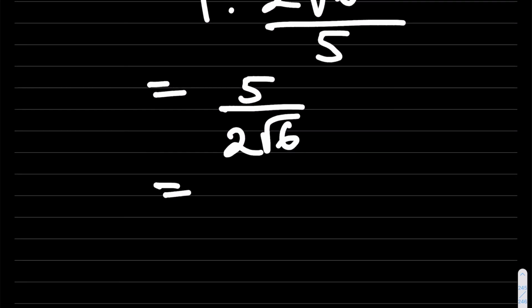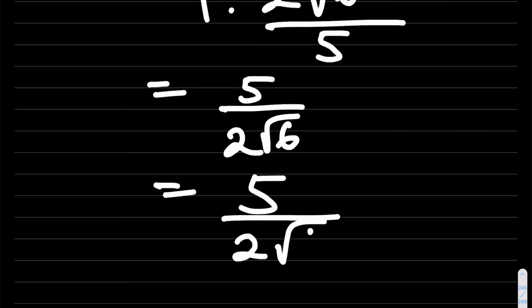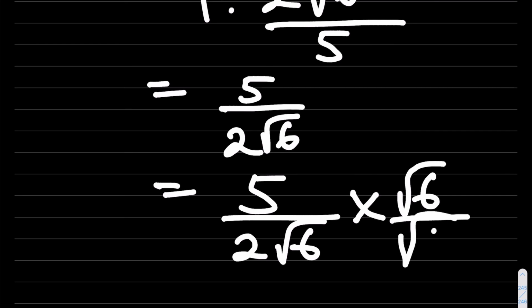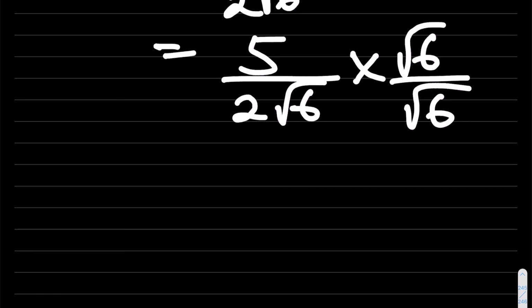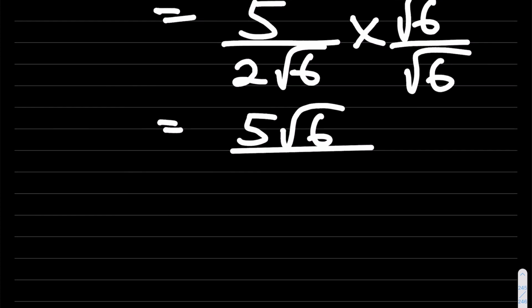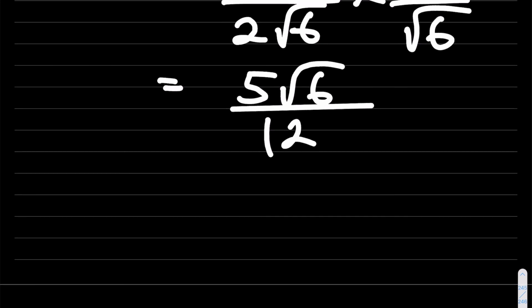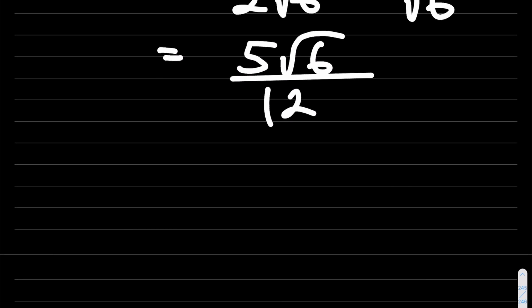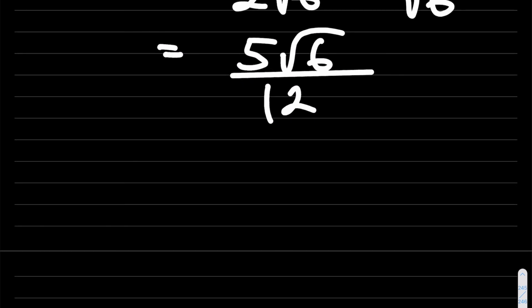Now we rationalize to get 5 over 2 root 6 times root 6 over root 6, and that gives us 5 root 6 over 2 root 36, which is the same as 2 times 6, and that's 12. So 5 root 6 over 12 is the answer. Now we go straight to the next.